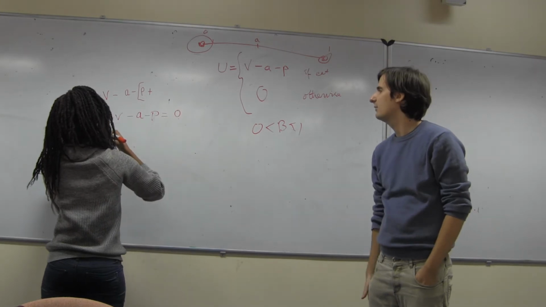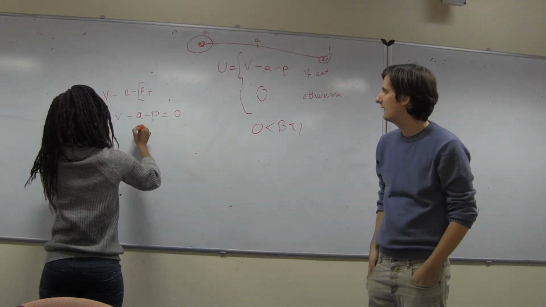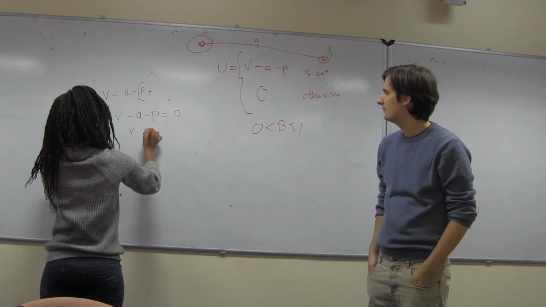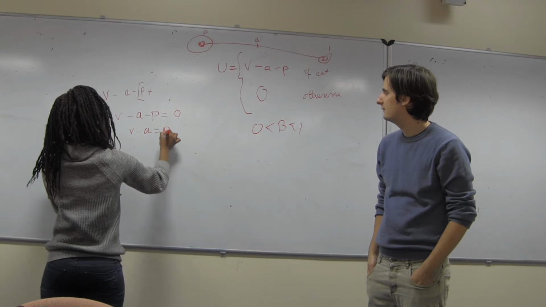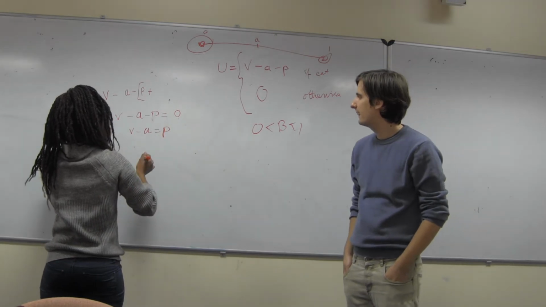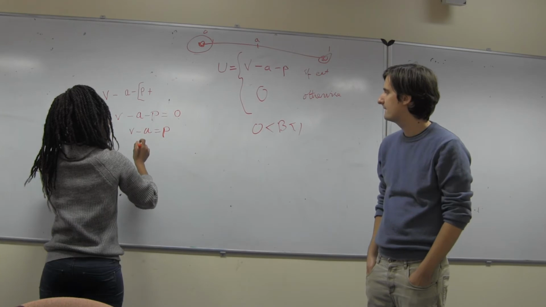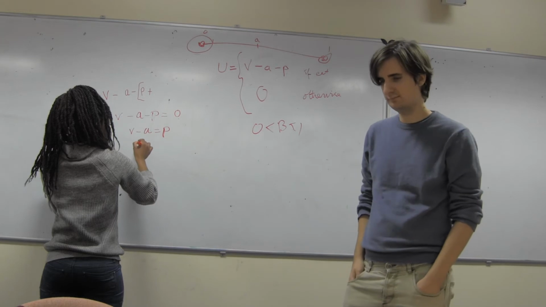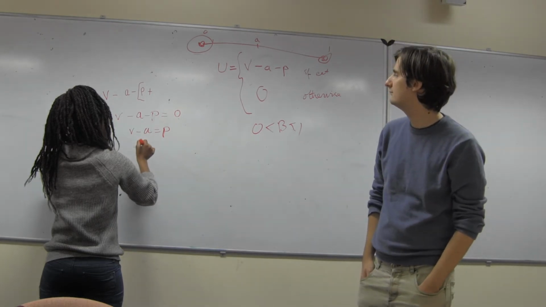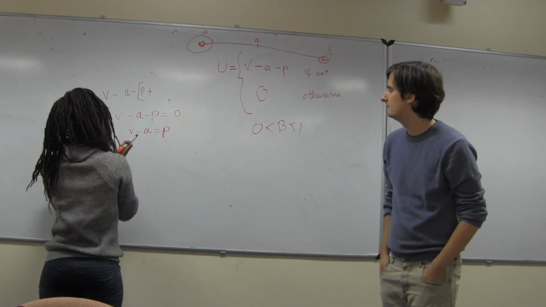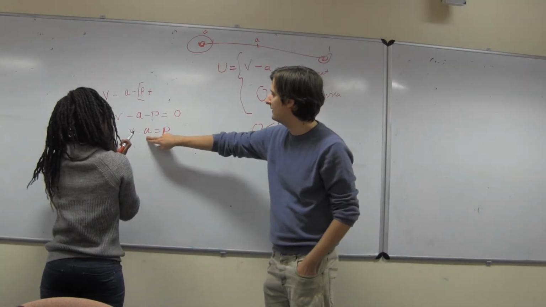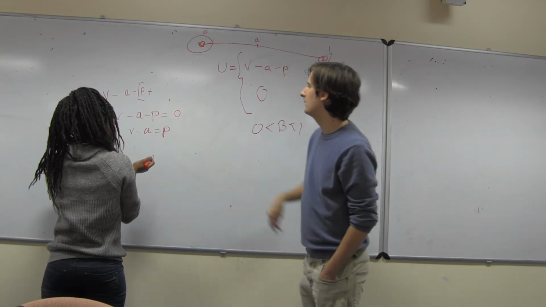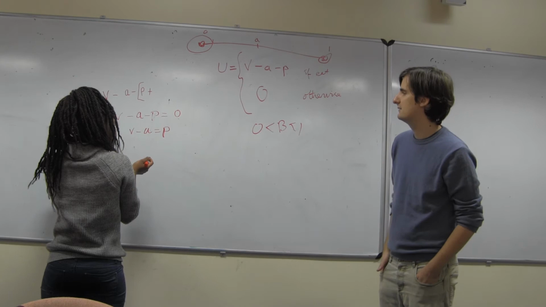So where's the indifferent consumer going to be located? Should we rearrange for A? Yeah, so A is the location here. Okay. So if we just add A to both sides, you get V minus P is equal to A.